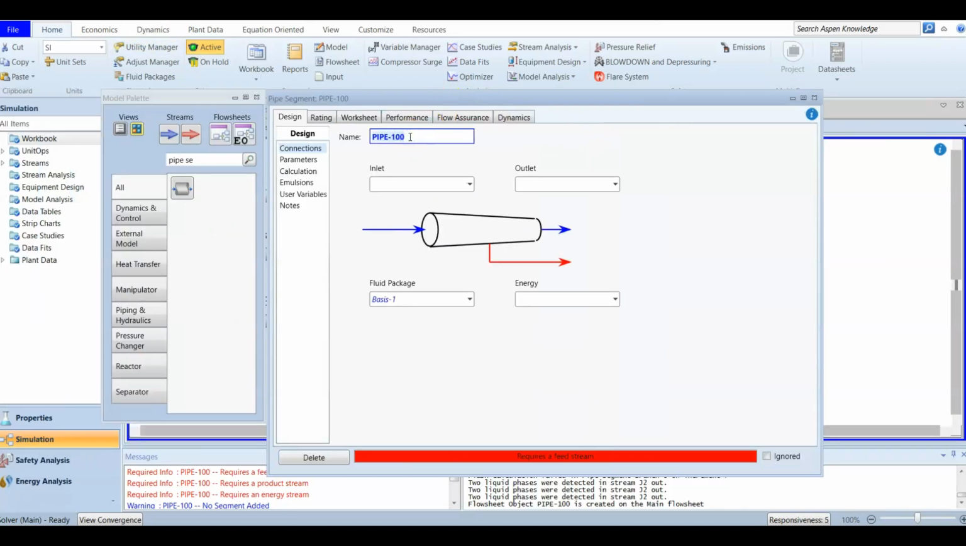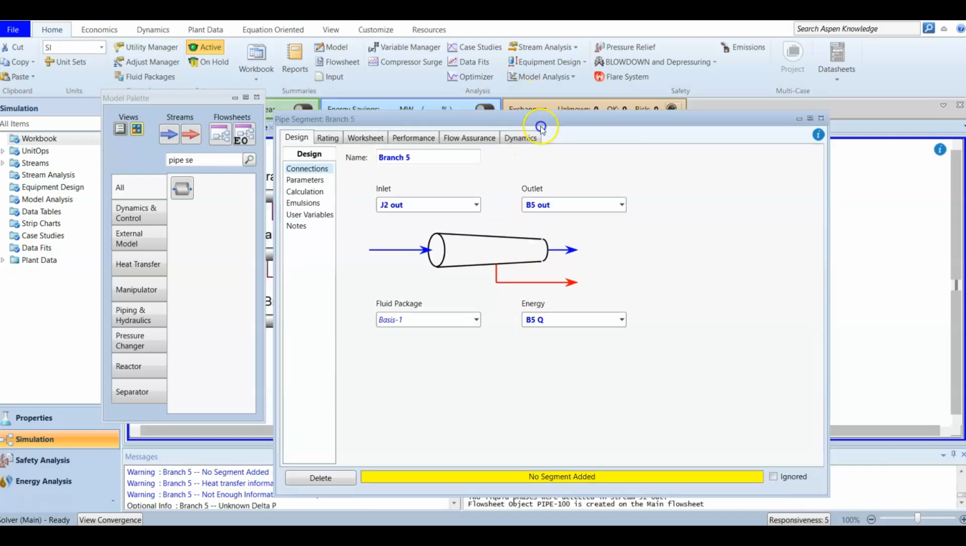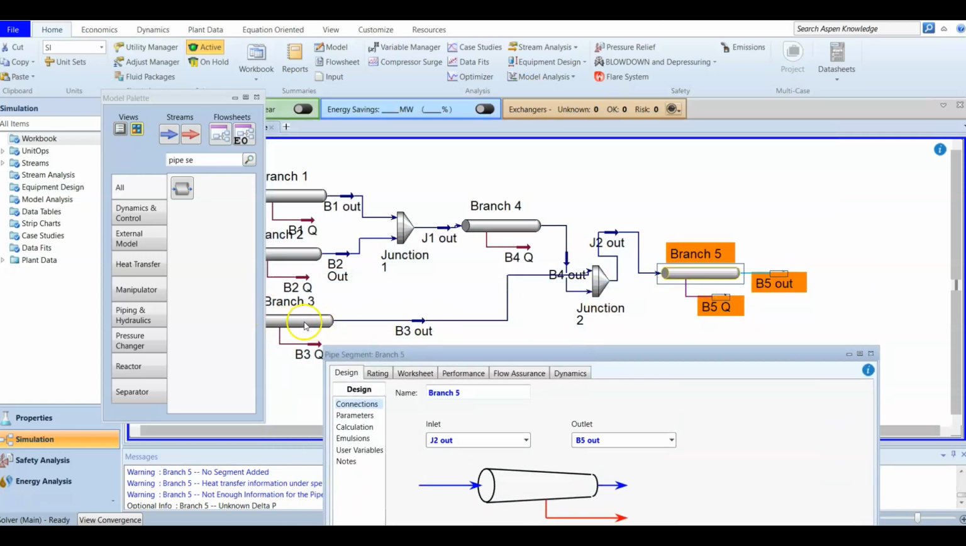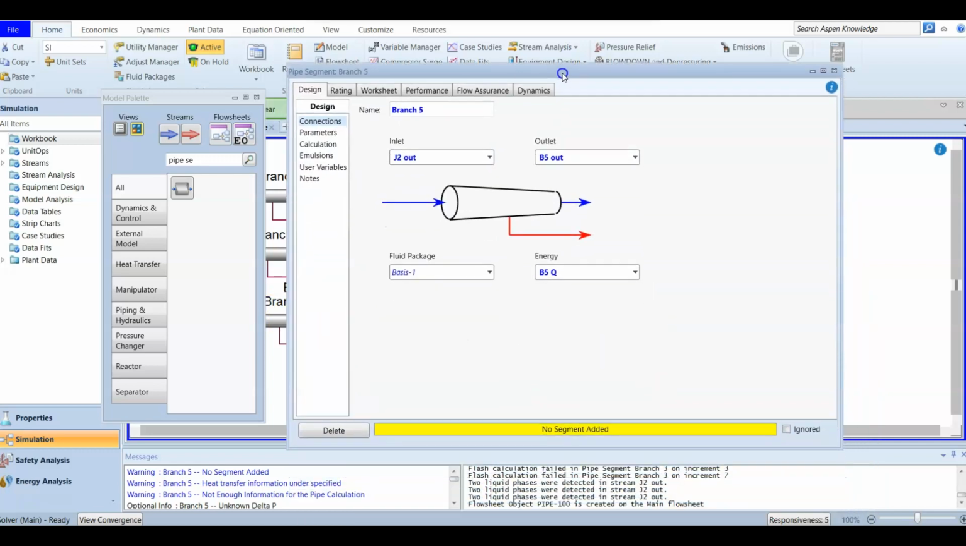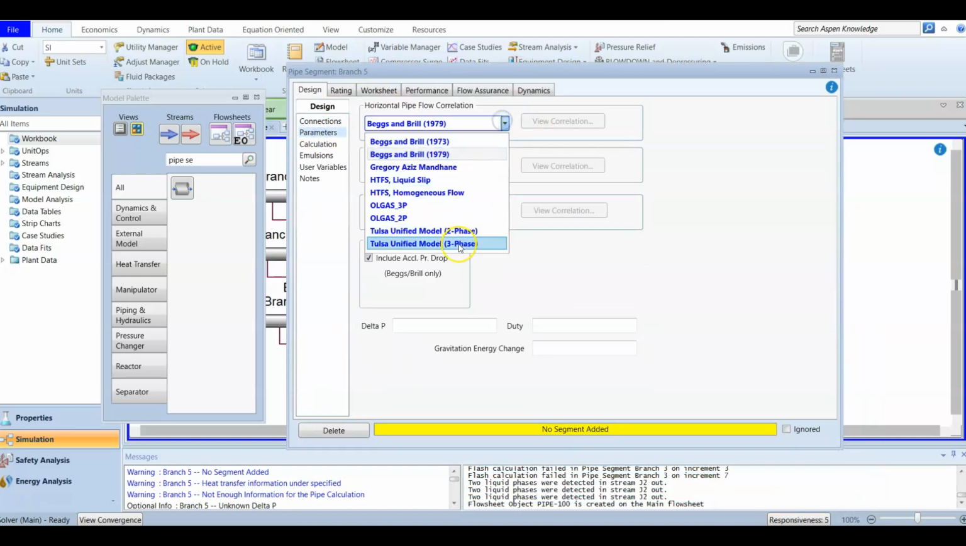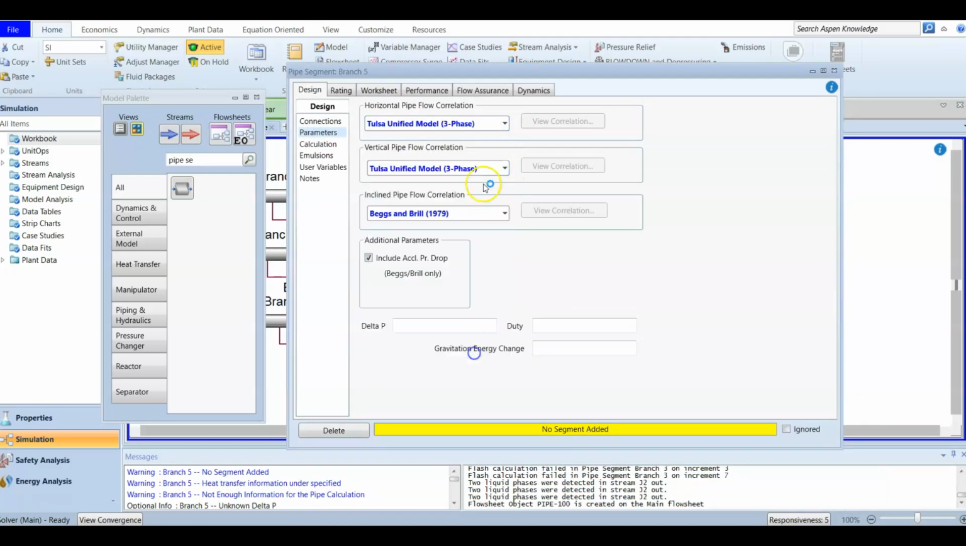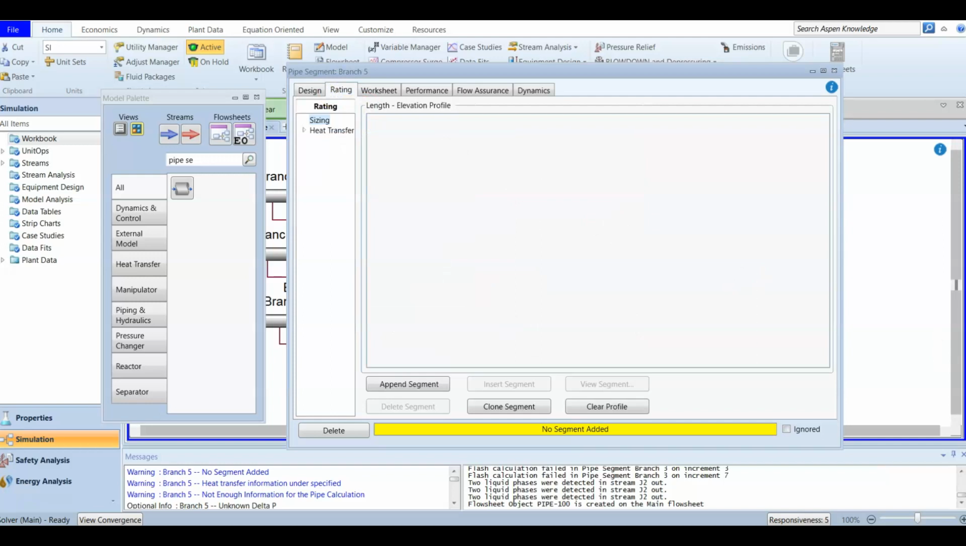We reached our branch number 5, and its inlet will be G2 out, and the outlet from it will be P5 out, and we have the energy P5Q. Now we have this one. This is a stream with 3 phases, which means after mixing, this one will also have 3 phases. From parameters, we are going to choose 3 phase this time, and this one 3 phase. After that we are going to the rating. Here we are going fast because we have done this before.